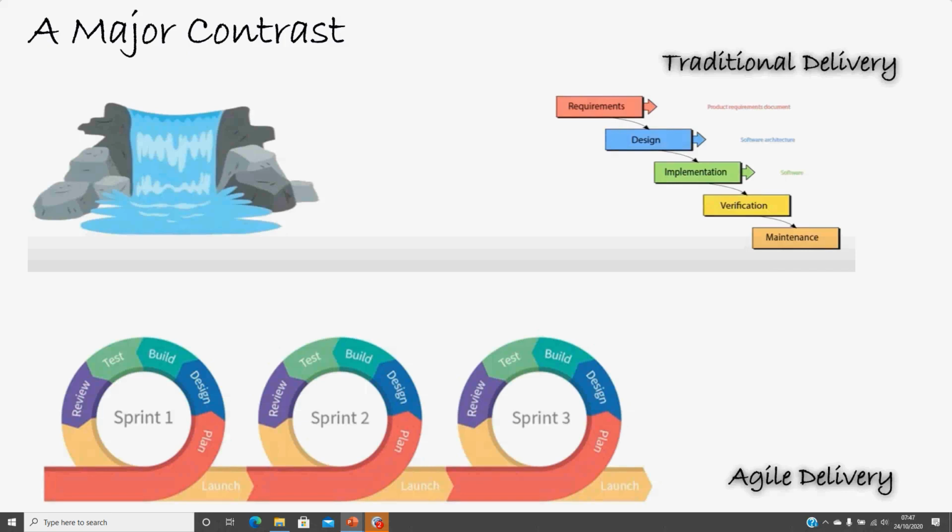That in agile delivery, you divide the whole project into sprints or iterations. As I said, these two words are interchangeable.